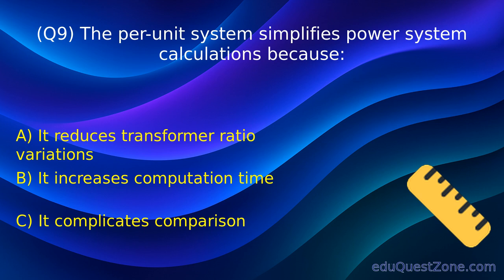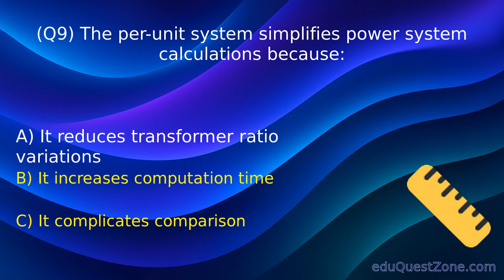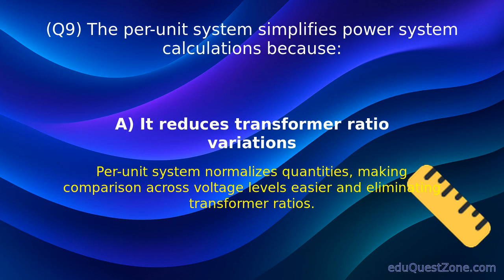Question 9. The per unit system simplifies power system calculations because Option A. It reduces transformer ratio variations. The per unit system simplifies calculations by normalizing quantities across voltage levels.